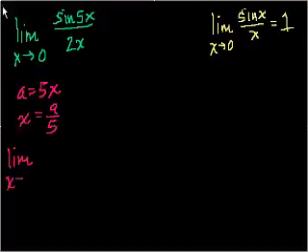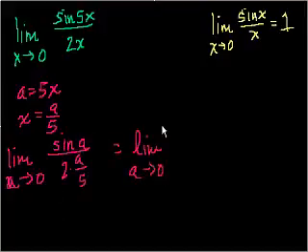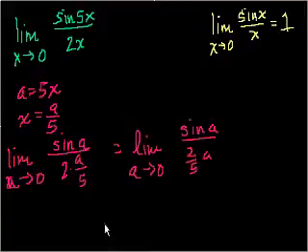Anyway, this should say the limit as a approaches 0, right? And hopefully you're satisfied that x is still approaching 0, because if a approaches 0 here, that's going to make x approach 0. So the limit as a approaches 0 of sine of a over 2 times x, but x is a over 5. So it's 2 times a over 5. And so that is equal to the limit as a approaches 0 of sine of a over 2/5 a.